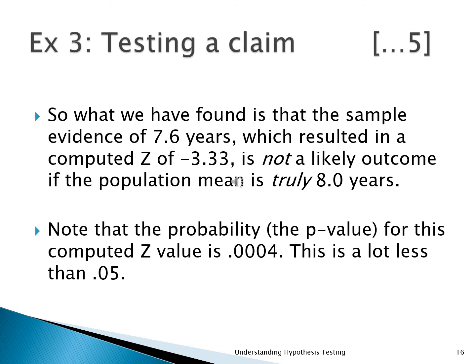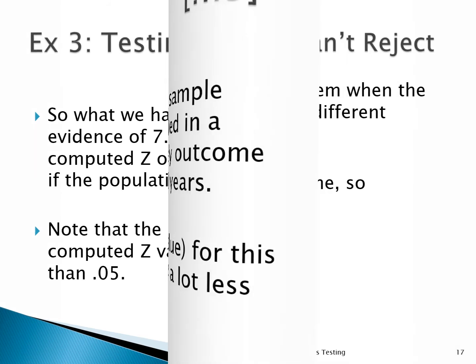0.0004. That's a lot less than 5%. In other words, this is not the sample evidence one should be getting if your claim is true. Remember, that was a straw man, 8. We drew the distribution. Well, the sample evidence doesn't support this, and we're going to shoot down the straw man.